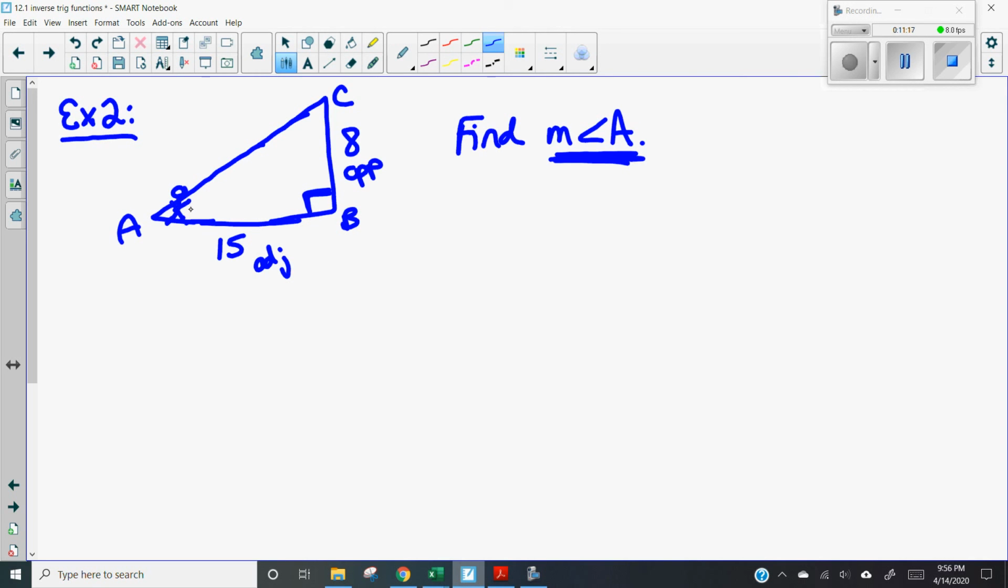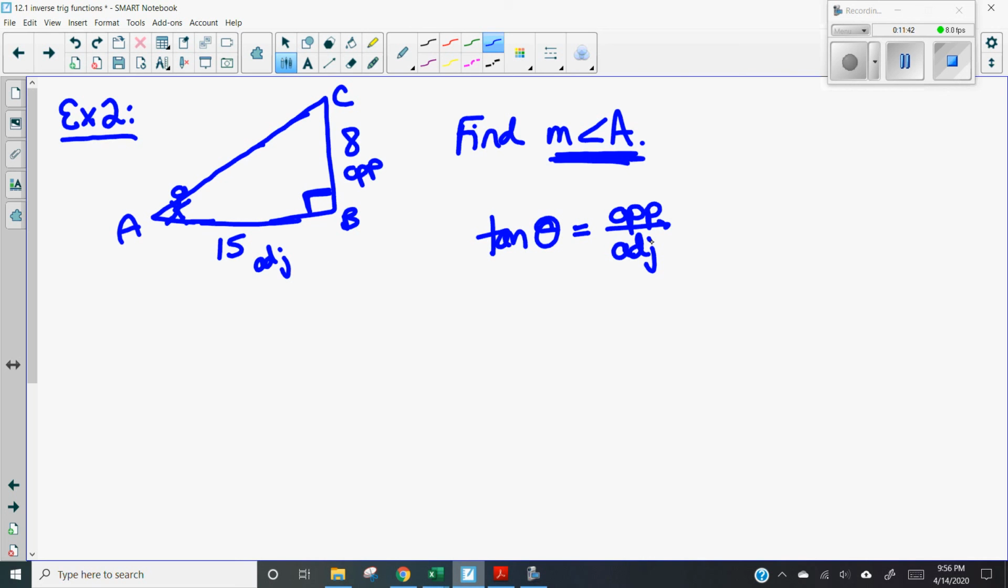Now, just to note, you'll see some problems where they actually give you all three sides. Just pick 2 of them. We never want to label all 3 because then SOHCAHTOA is not helpful. So if you think about SOHCAHTOA, that says, okay, we're going to use tangent because we've got an opposite and adjacent. And I'm actually going to start writing down the exact same equation that we did yesterday. Do not use the inverse right off the bat. We're still going to start here.